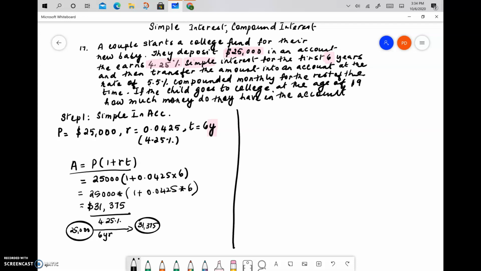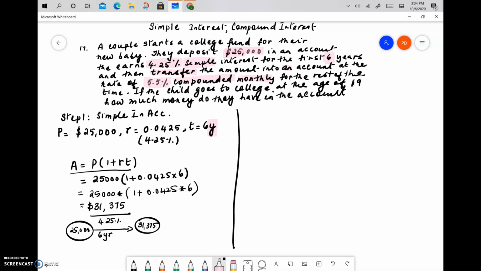Now let's read on. We have now $31,375. Now this amount is transferred into another account. Okay, so this is a different account. The rate is 5.5%. Remember that it's not enough to know just the rate. We need to know what kind of interest it is. So it's compounded monthly. The minute it's compounded, we need to know how many times. So we know it's monthly, which is n equals 12 times, for the rest of the time.